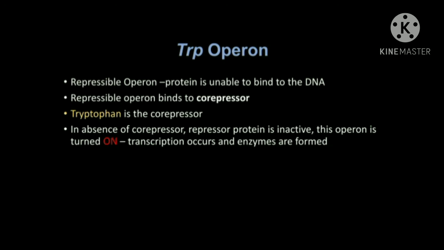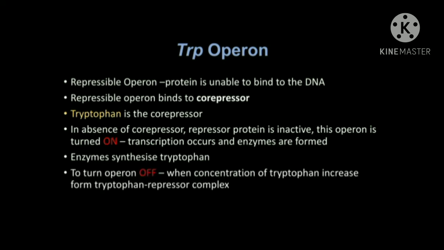After the tryptophan is formed, now the operon needs to be turned off and stop the synthesis. For that, in high concentration of tryptophan, the tryptophan repressor complex is formed. Thus, it blocks the transcription and turns off the operon. This is the mechanism of trp operon. So these are the mechanisms behind bacterial operon.